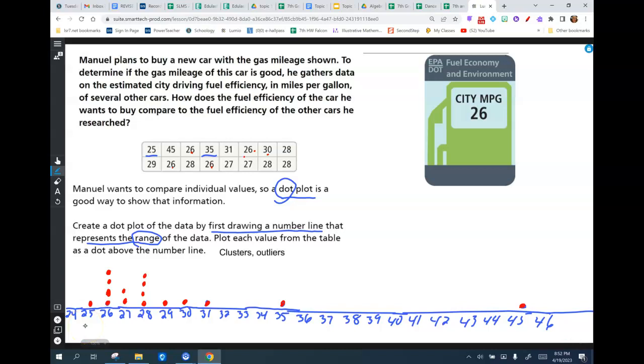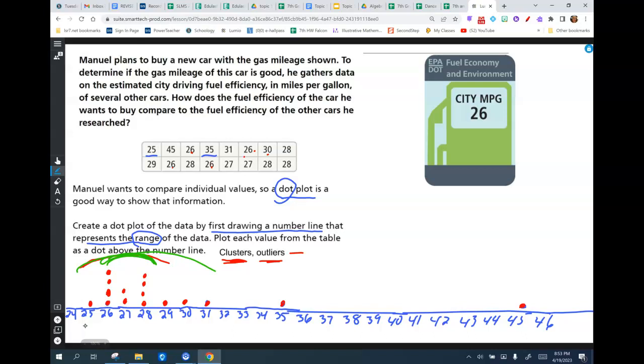So we created a dot plot of the data by first drawing the number line and then representing the range of numbers. One of the things that I want to talk about is clusters and outliers. So let's start with outliers. Outliers means that they are outside where the norm is. And see how the clusters, if I were looking at clusters right here, this is where my data is clustering, right through here. I can't change the color. Clustering right through here, and even more so right around here. That's where you're clustering. So that's a cluster. It's like that's all together.